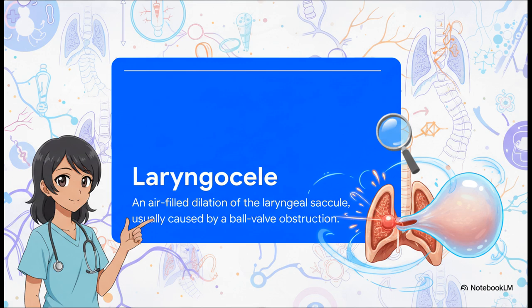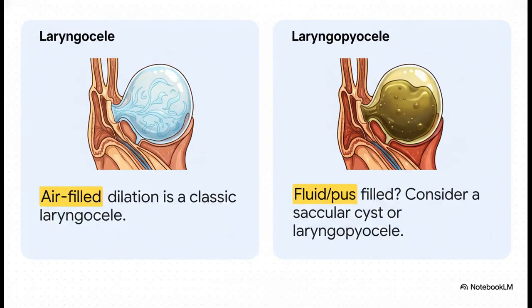So why does it dilate? It's usually because of some kind of ball valve obstruction right at the neck of that saccule. Now, what's in the dilation actually changes what we call it. If it's just filled with air, hey, that's your classic laryngocele. Simple enough. But if it's filled with fluid, or even pus, especially if there are signs of infection, now you're looking at something different, either a saccular cyst or a laryngopyocele.